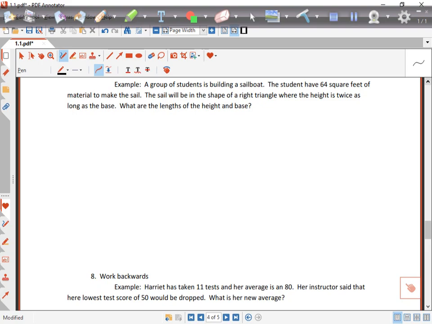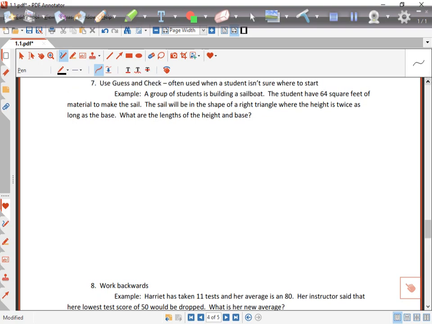The next one is called using the guess and check method. A lot of times we use this when we're just not sure. Again, we just play with numbers to find what works. A group of students is building a sailboat. The students have 64 square feet of material to make the sail. The sail will be in the shape of a right triangle where the height is twice as long as the base. What are the lengths of the height and the base?